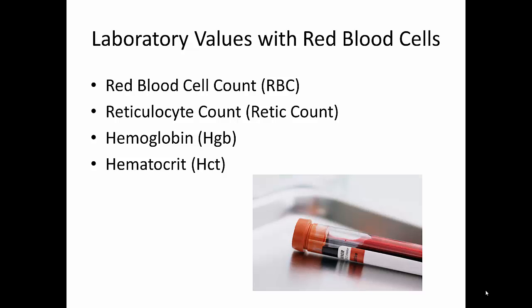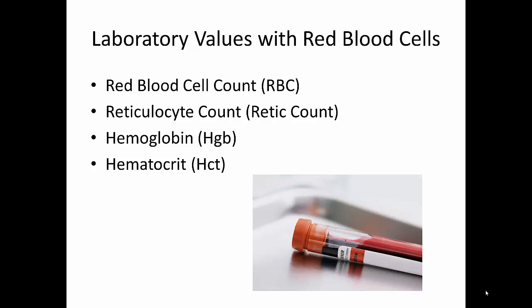Now, hematocrit is a percentage. It's a percentage of the hemoglobin per red blood cell. So it gives us a little different look at what's going on. The normal hematocrit for men is 40 to 50%, and the normal hematocrit for women is 37 to 47%.